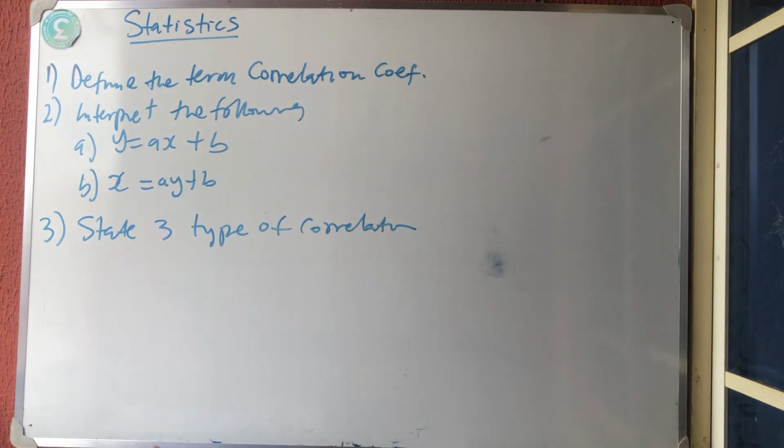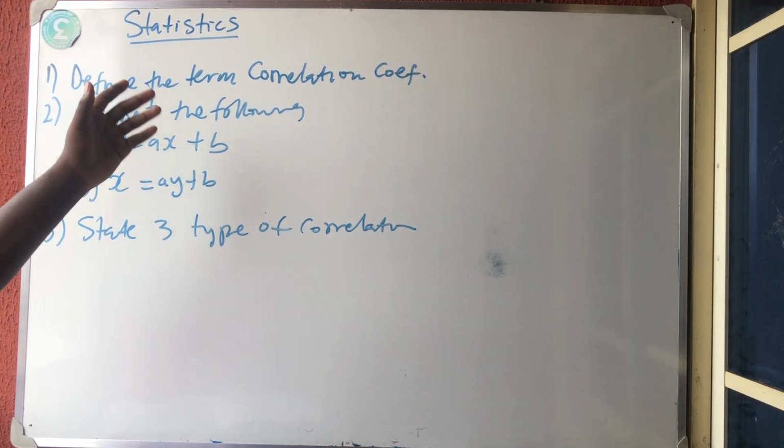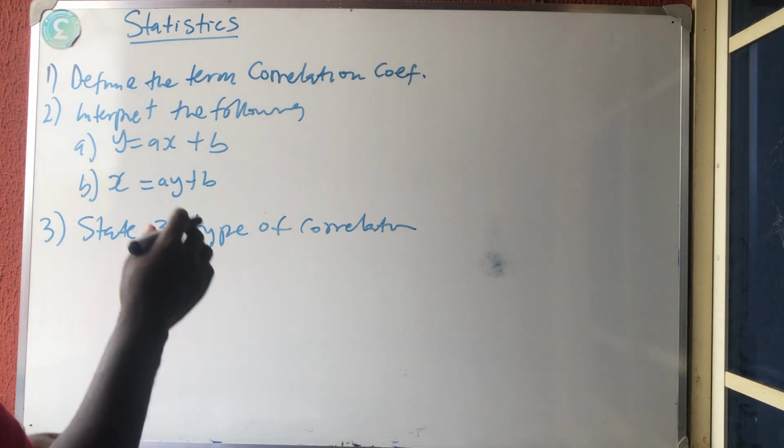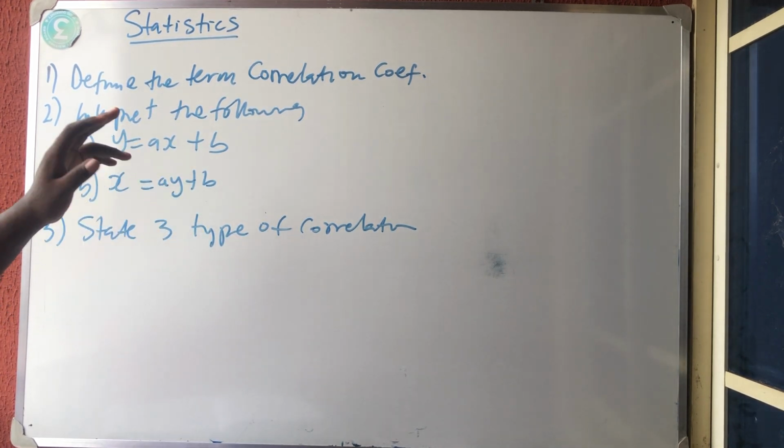Okay, now the first one, correlation coefficient is simply the measure of linear association between two random variables, x and y. In fact, it's simply the coefficient of x. In fact, it's the slope of that scatter diagram. That is what is called correlation coefficient. Correlation coefficient is this a you are seeing here. You know, they want to confuse you.